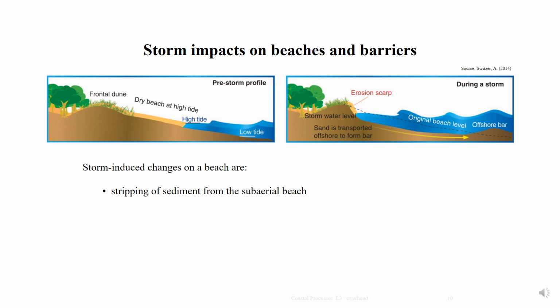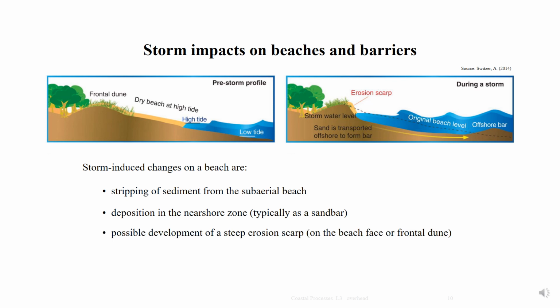Once we get a storm, so during a storm on the right hand diagram, we have effectively stripping of sediment from the subaerial beach. We have deposition in the nearshore zone, typically into a formation known as a sandbar. Possible development of a steep erosional scarp can take place depending on the type of material you're dealing with, and that can be on the beach face or on the frontal dune system itself.